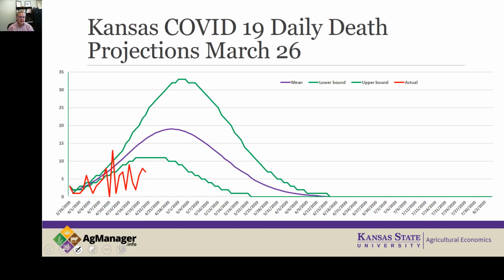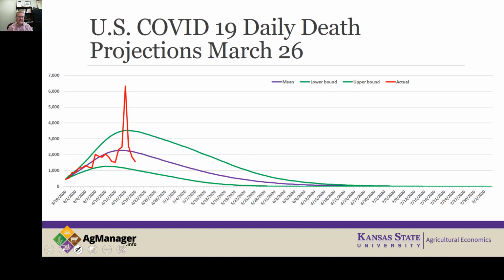This is the Kansas model. The numbers in red are essentially the actual deaths. The green lines represent the lower and upper bound, and the purple represents the mean forecast from the original model. One of the things you can quickly see is that while there have been some days where the actual daily deaths exceeded the projections, most of the time they've been well below the projections, and most of the time outside the 95% confidence interval between the green lines.